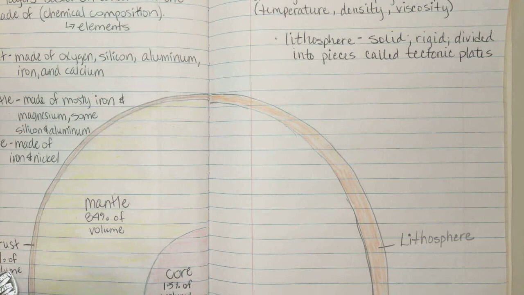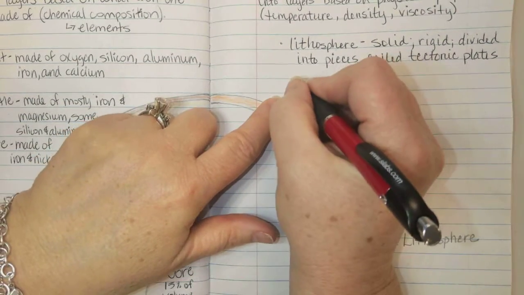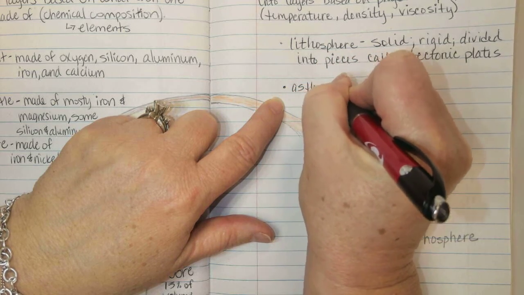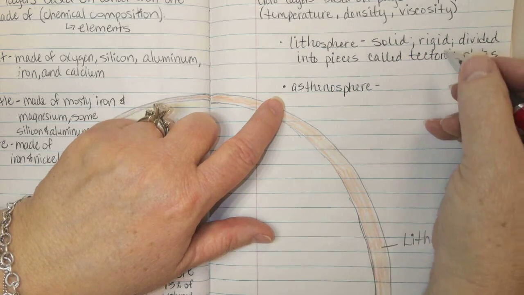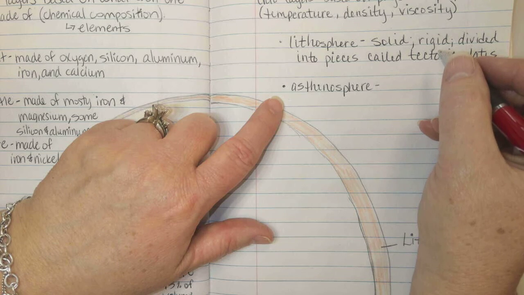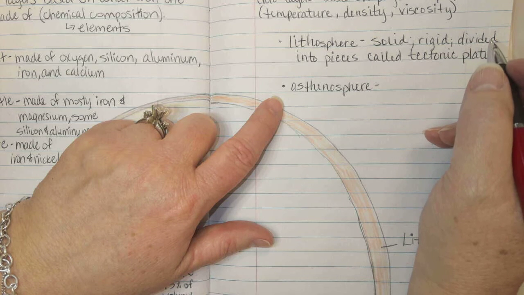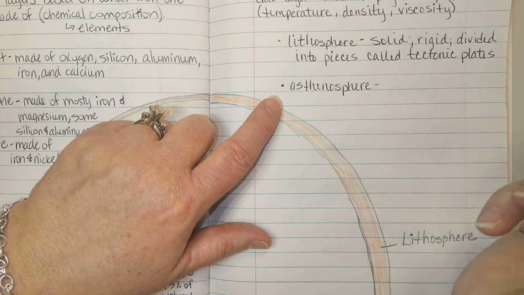Next layer that we're going to talk about is the asthenosphere. The asthenosphere lies directly below the lithosphere. It's actually right below. So let's go ahead and write asthenosphere. I'll tell you a little bit about it. Asthenosphere. It flows not real easily, but the asthenosphere is directly below the lithosphere, but it doesn't extend very deep into the upper mantle. It also is solid, but it's more plastic, and it flows kind of like silly putty.